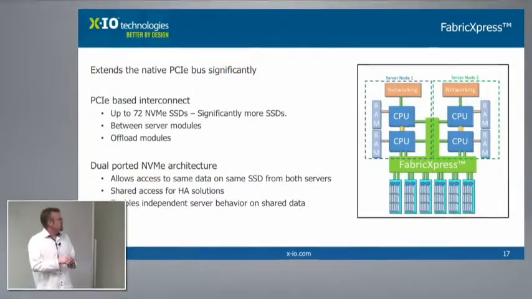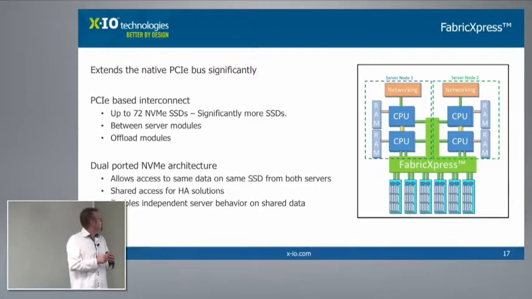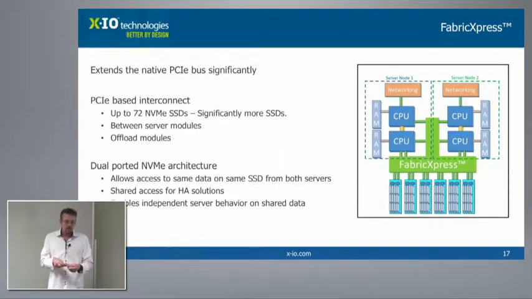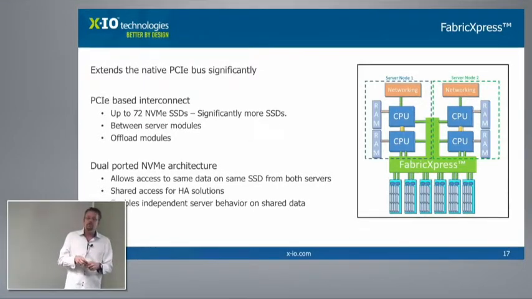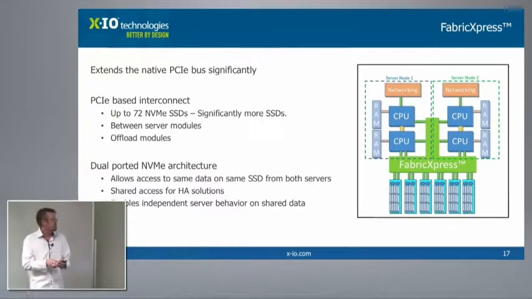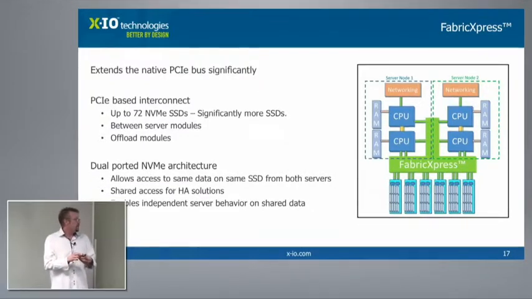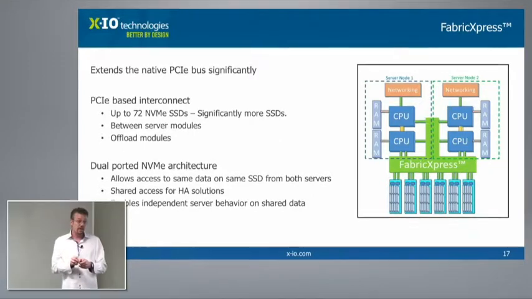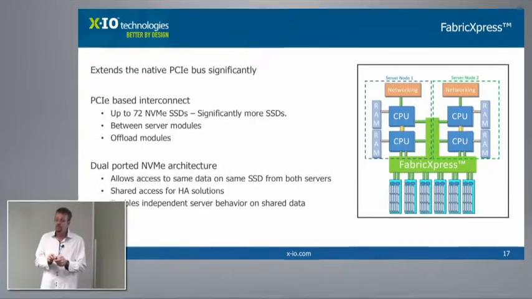So what's this Fabric Express actually? We take the motherboards and we extend the native PCIe bus that comes out of the motherboard into our enclosure, such that we can take advantage of those lanes and attach these devices to it. So we have 6 modules essentially. These 6 modules hold up to 12 drives each. That gives us 72 drives in the system, right?